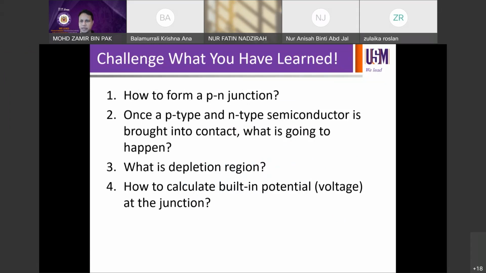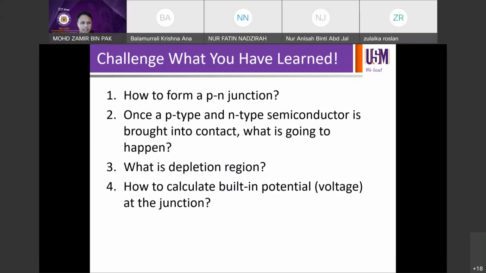How do we form a PN junction? Anyone? You can unmute yourself. Such a simple question. How do you form a PN junction? Combining a P and N semiconductor. Yes, as simple as that. Combining P and N semiconductors, right?